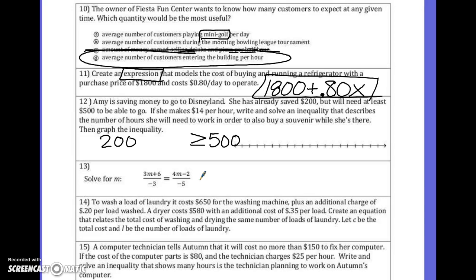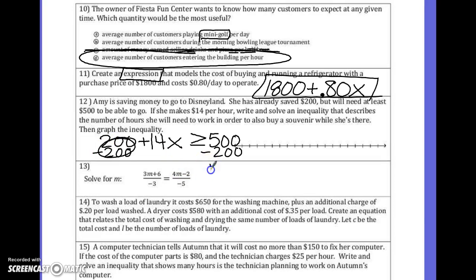Next, if she makes $14 an hour, write and solve an inequality that describes the number of hours she'll need to work in order to buy a souvenir while she's there. And then we're going to graph. So she's making $14 every hour. She's already got her 200. So she's going to add on her $14 she's making every hour. 14, 14, 14, 14. Going to repeat that. Therefore, we have to have a variable on there. If you want to put an H for hours, feel free, because that's what we're representing. And then we solve this inequality.